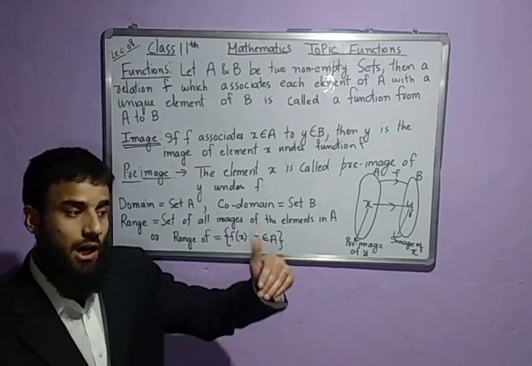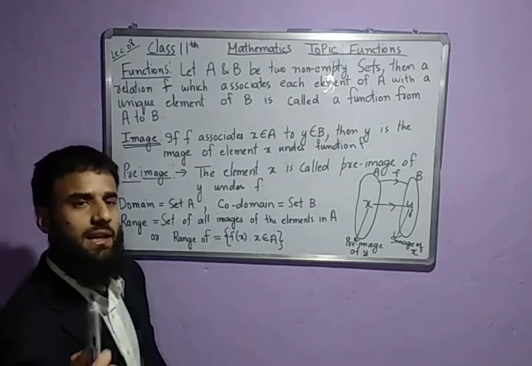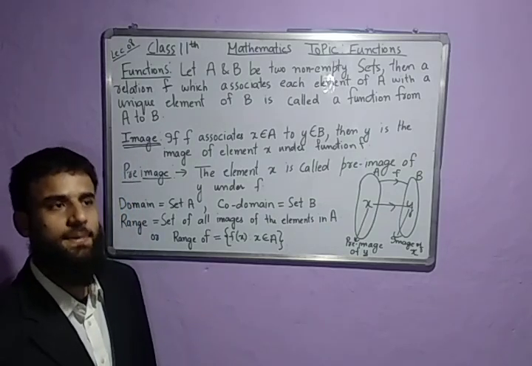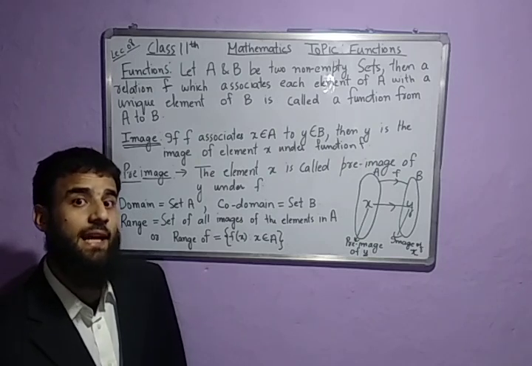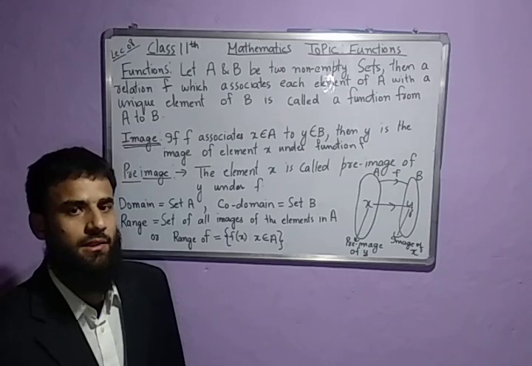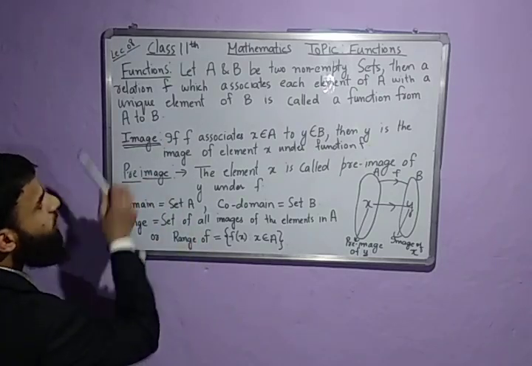And next thing, with a unique element, this is also important. The relation is very unique. That means if an element, let's suppose X, is related to the element Y in the set B, the element X cannot be related to some other element in the set B. This is what we meant by the unique. Okay. So now what is image?